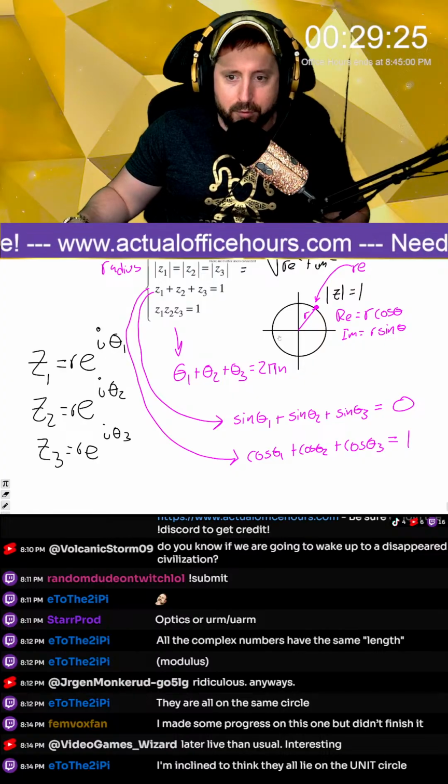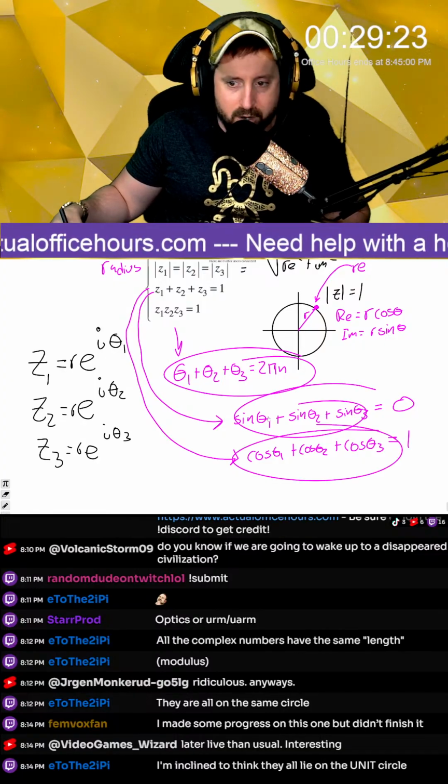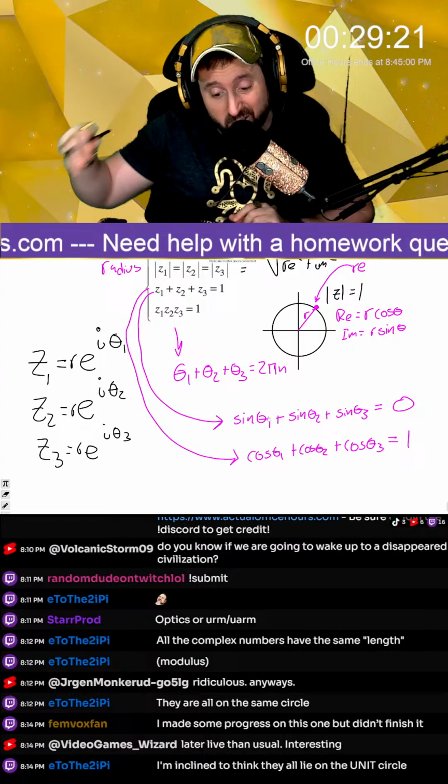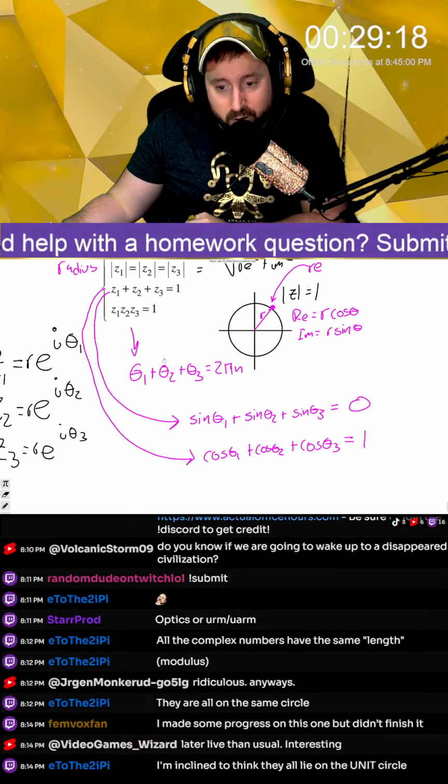Okay, so I have 3 equations, 3 unknowns. Can I technically solve this? Although they're not linear. I believe so.